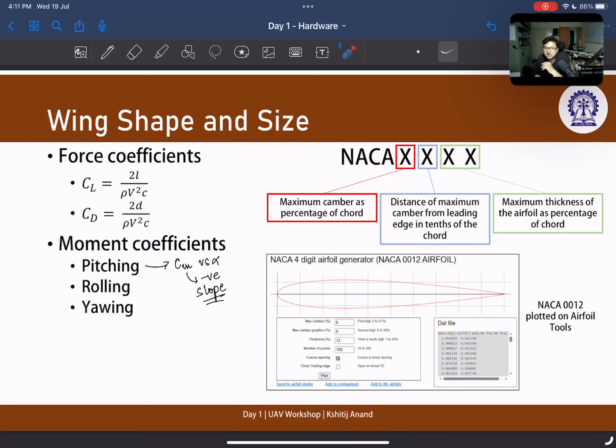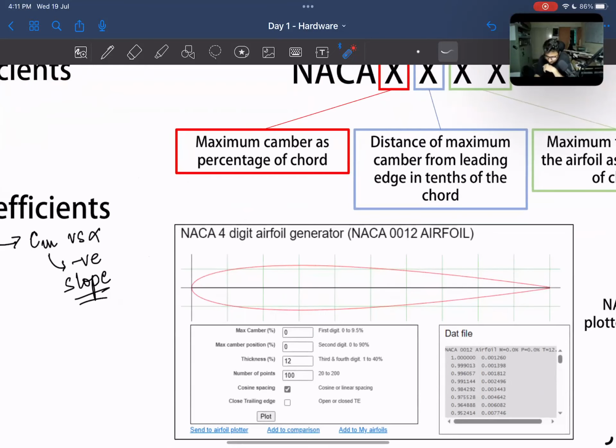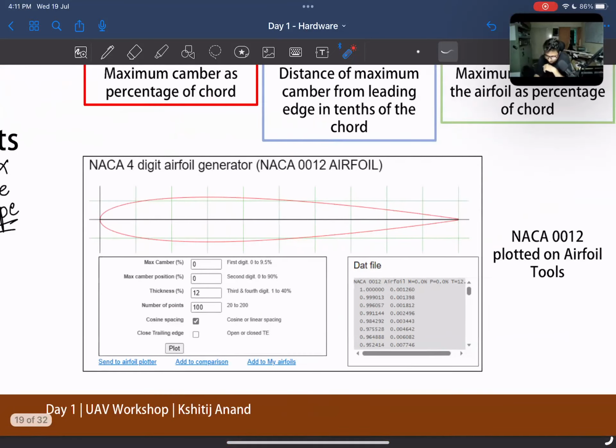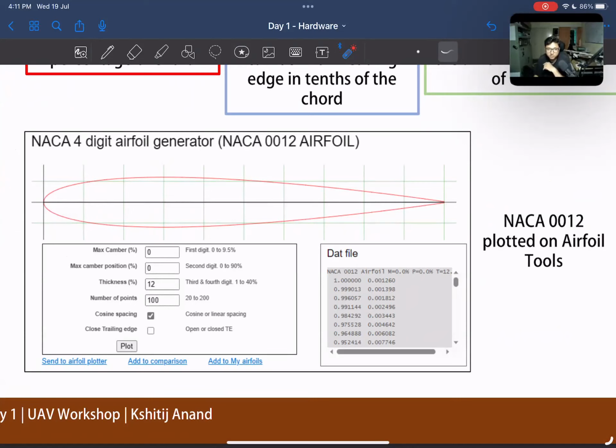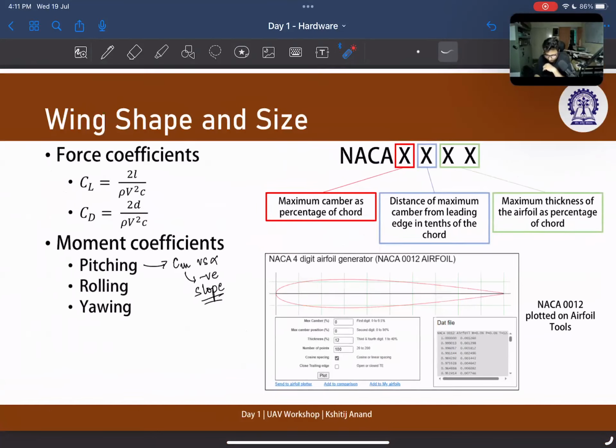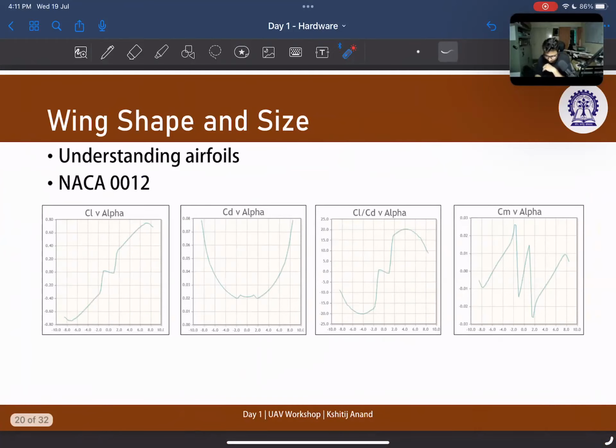So how does this nomenclature decide what kind of airfoil you're going to have? The first digit tells you the maximum camber as a percentage of the chord length. The second digit tells you the distance of the maximum camber from the leading edge in tenths of the chord. And the last two digits tell you the maximum thickness of the airfoil as a percentage of the chord. Here I have taken a screenshot of the airfoil tools website where I plotted a NACA 0012 airfoil. Let's do a short demo of how this works.